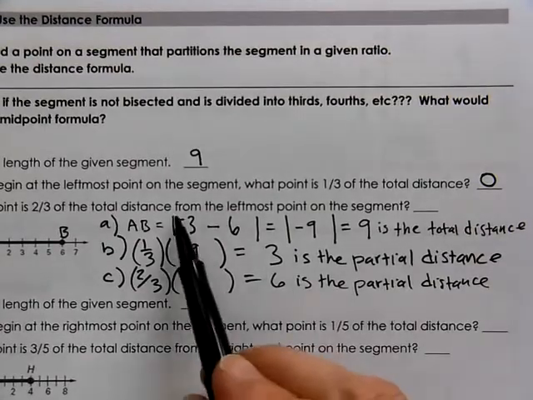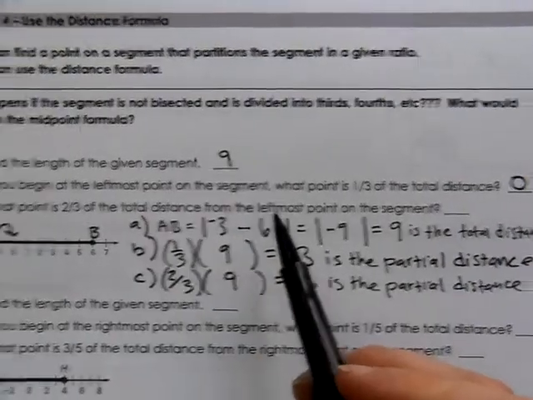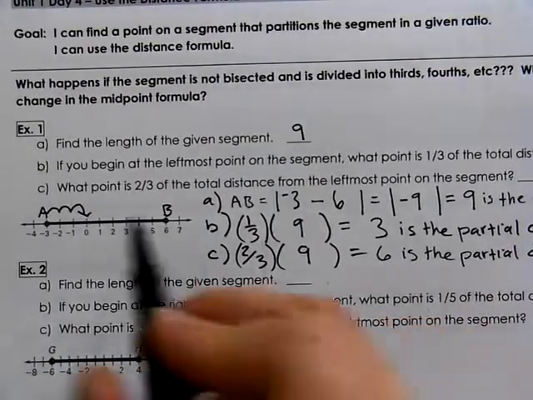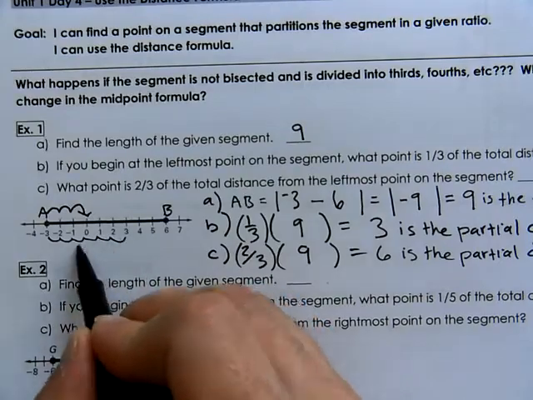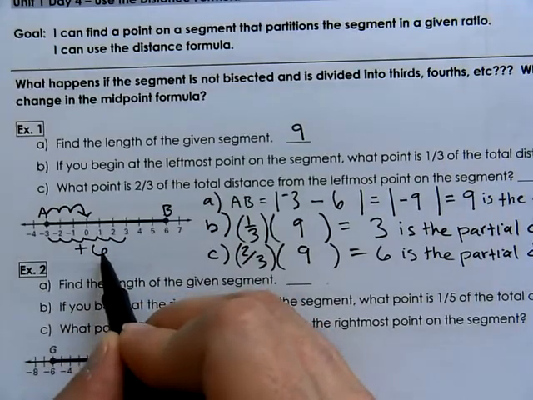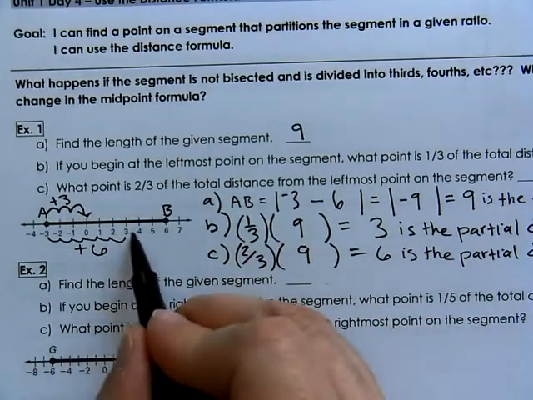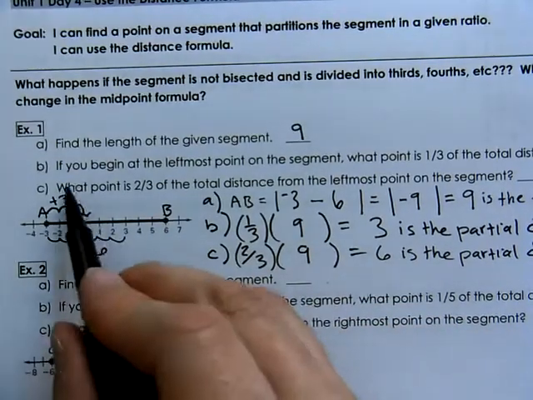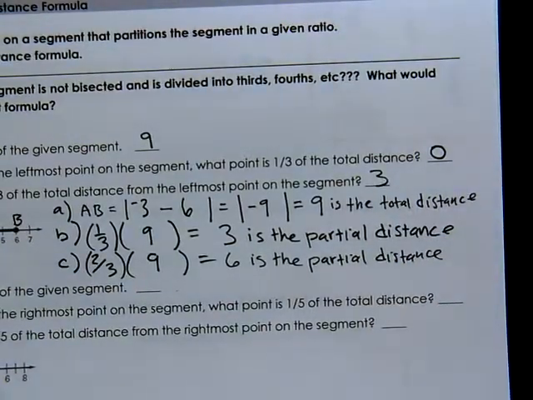Now again, it tells us to start at the leftmost point. So we're starting at point A, and we're counting a length of 6. So 1, 2, 3, 4, 5, 6. So we traveled 6 units to the right, and we ended up at a value of 3. So what point are we at? We're at the value of 3 on the number line. So that's the concept of a partial distance.